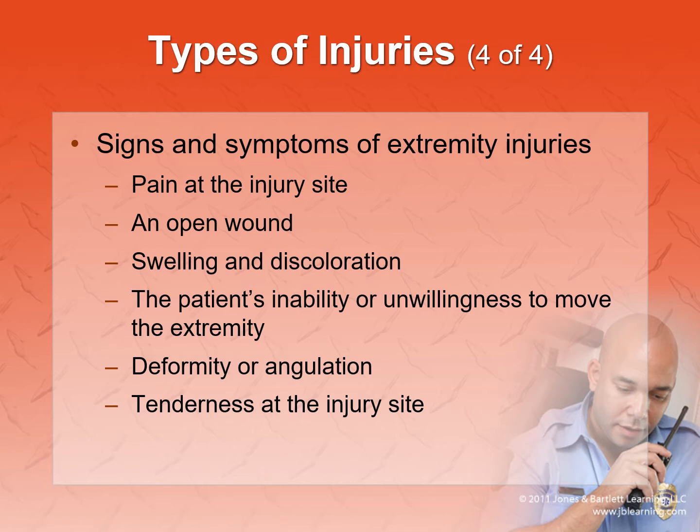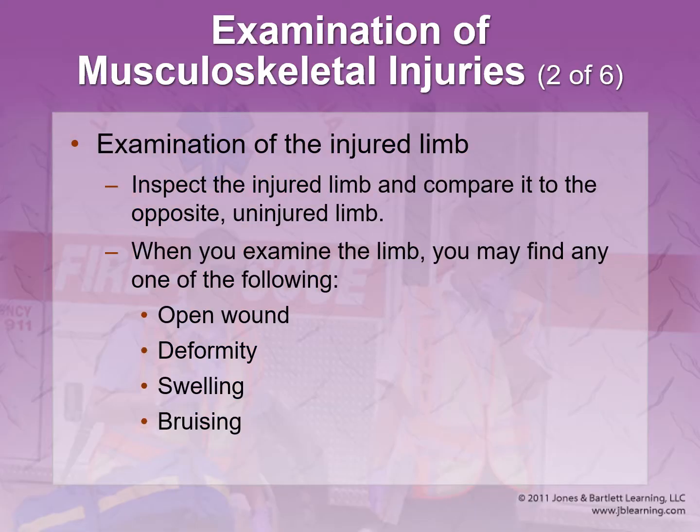These are extremity injuries, so they're going to be pretty painful. Might have an open wound, lots of swelling and discoloration. That's very normal. A patient's inability or unwillingness to move, that's a good red flag. If they're self-splinting, holding their own arm, and they refuse to move it, that means it must be pretty hurt if they don't even want to move it. And then of course deformities or angulations. That's not good. Just more pain.